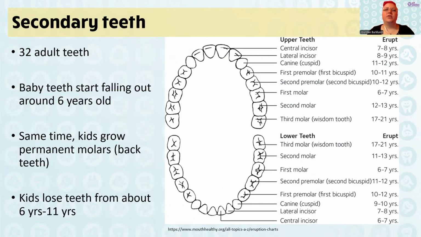Then as they get older, when they're about 6 years old, give or take, that's when their baby teeth start falling out. And they'll keep falling out and growing their adult teeth until they're about 11 or 12 years old.